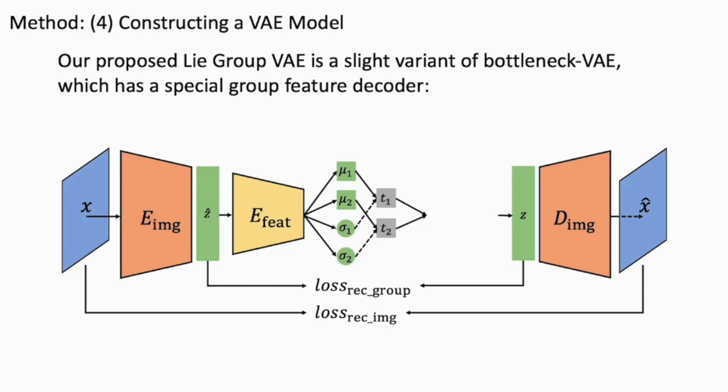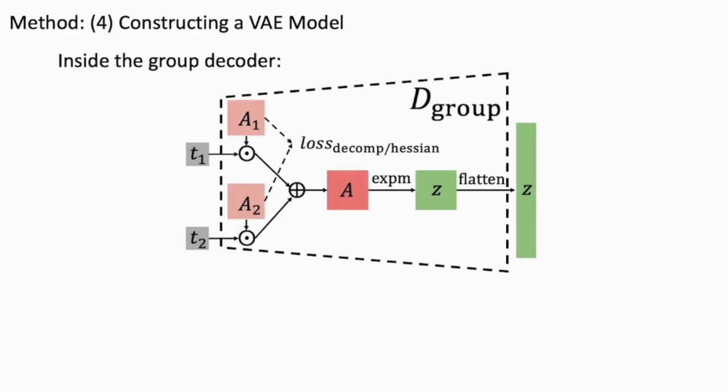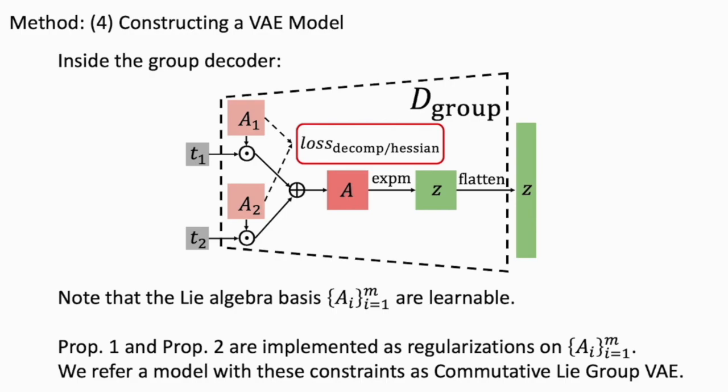Here, the group decoder has changed. By zooming in on the group decoder, you can see it faithfully implements the Lie algebra parameterization. Note that the Lie algebra basis Ai's are learnable, and the proposition 1 and 2 are implemented as regularizations on the basis. We refer to a model with these proposition constraints as commutative Lie group VAE.